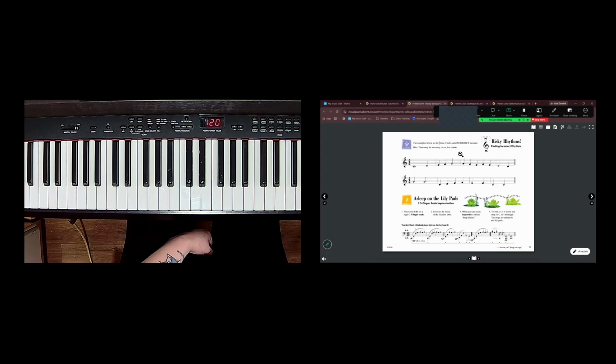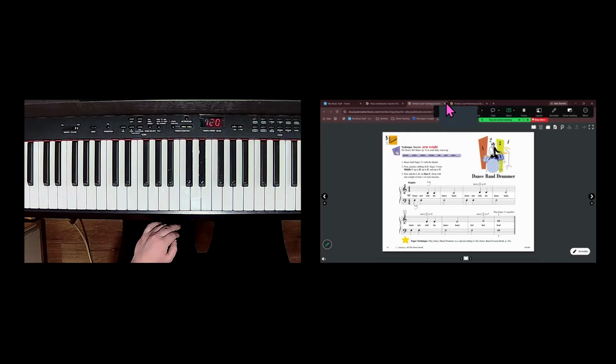These are 4/4 time signature measures. There may be either too many or too few beats, but your job is to put an X through the measures that are wrong. If there's too many or not enough, there's an X. They're wrong. Okay, so we're done with that one.